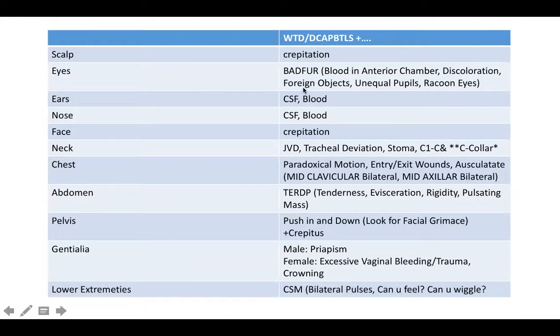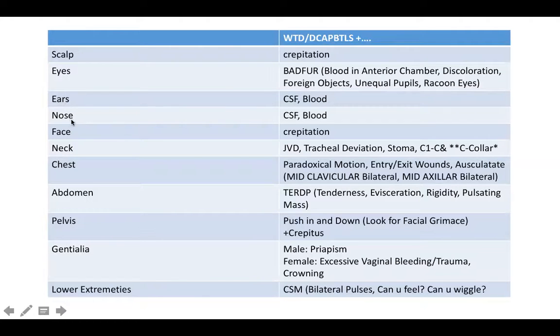For the eyes, you're going to use the acronym BADFIR. BADFIR stands for blood in the anterior chamber, discoloration, any foreign objects, unequal pupils, raccoon eyes. HM1, I don't know what anterior chamber is. That's basically those bloodshot eyes. If I punch you in your eye and blood starts forming up, that's blood in the anterior chamber. Raccoon eyes are basically, what does a raccoon look like? They have like a black eye underneath. That's a sign of a head trauma. So BADFIR is the easiest way to remember that.